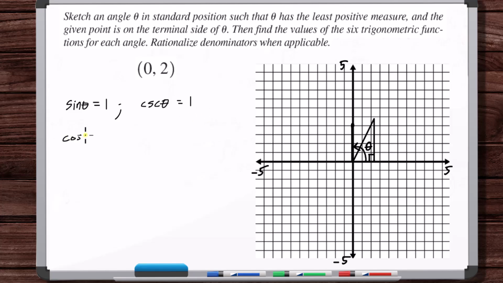All right, cosine theta is 0 over 2, right? X is 0, and the radius is the hypotenuse, so it's adjacent over the hypotenuse. The hypotenuse is 2. That's just 0. But then the reciprocal, which is secant, is not 0 because the cosine was 0, the adjacent over the hypotenuse, which is 2. So the reciprocal is 2 over 0. You can't divide by 0, so it's undefined.